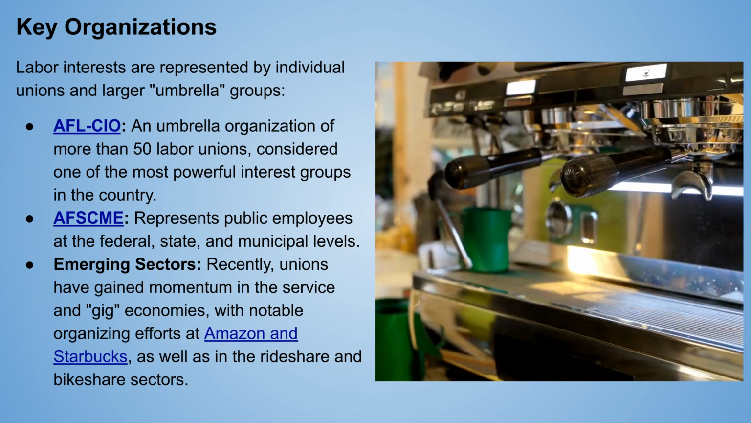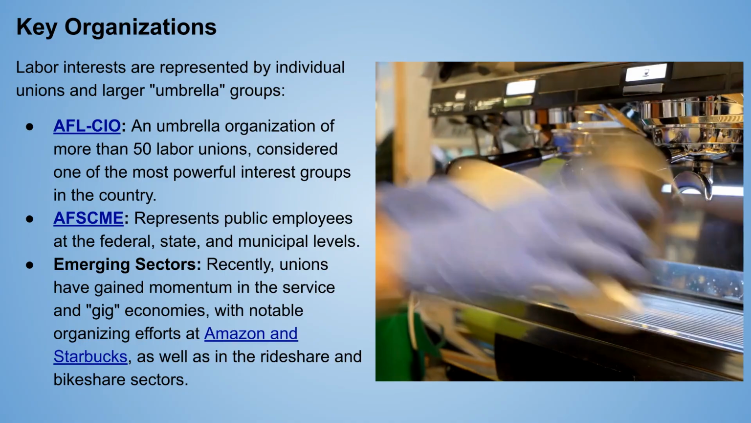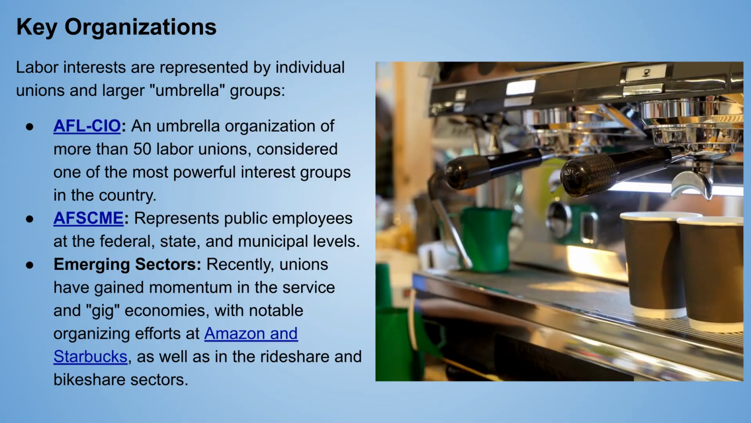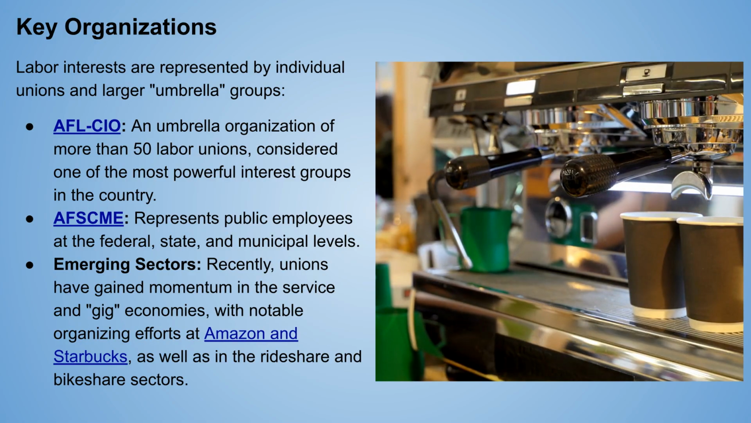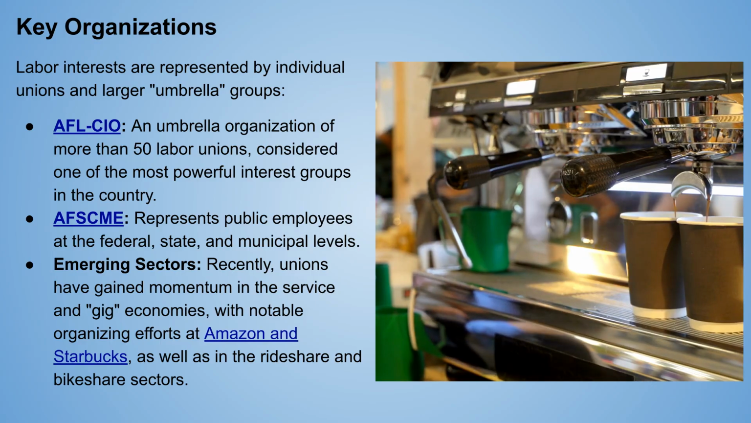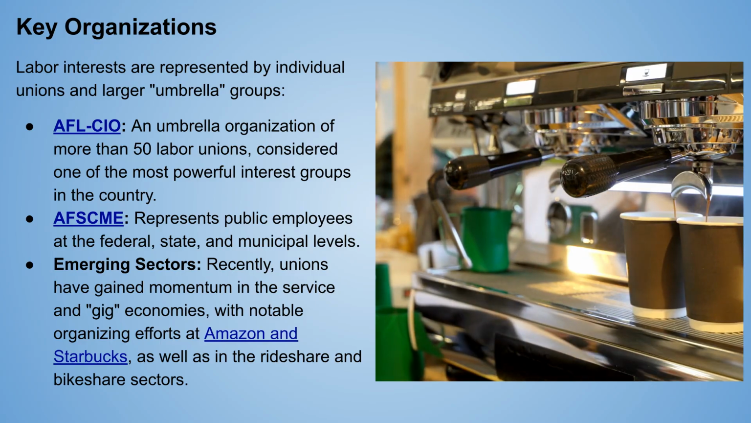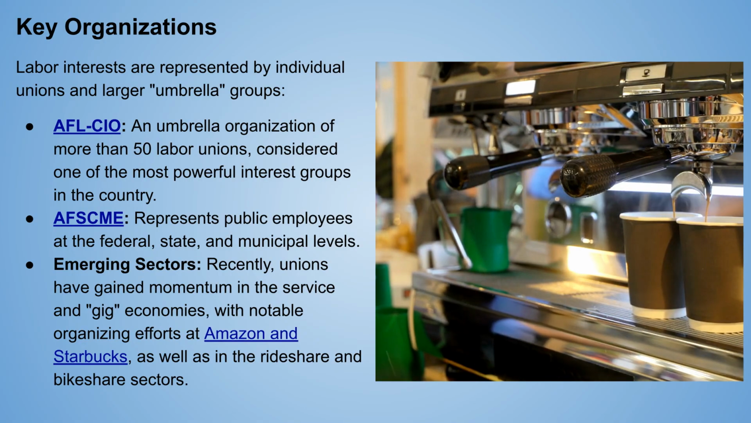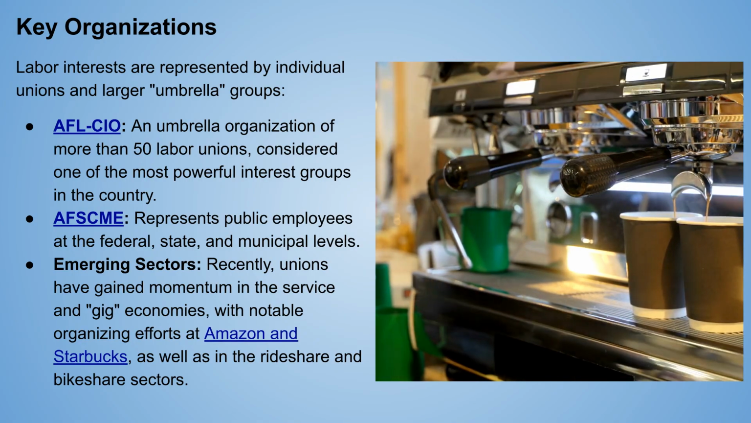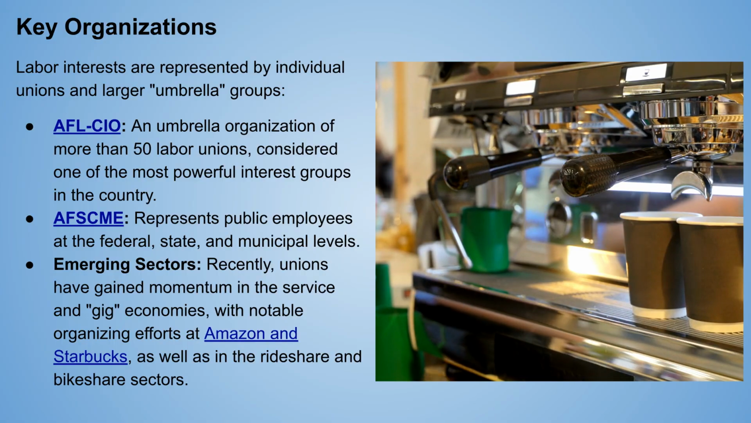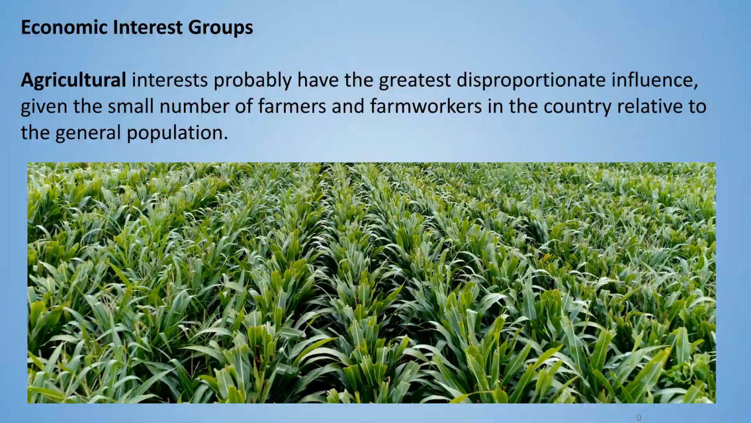Key organizations: labor interests are represented by individual unions and larger umbrella groups. The AFL-CIO is an umbrella organization of more than 50 labor unions, considered one of the most powerful interest groups in the country. AFSCME represents public employees at the federal, state, and municipal levels. Emerging sectors: recently, unions have gained momentum in the service and gig economies, with notable organizing efforts at Amazon and Starbucks, as well as in the rideshare and bike-share sectors.